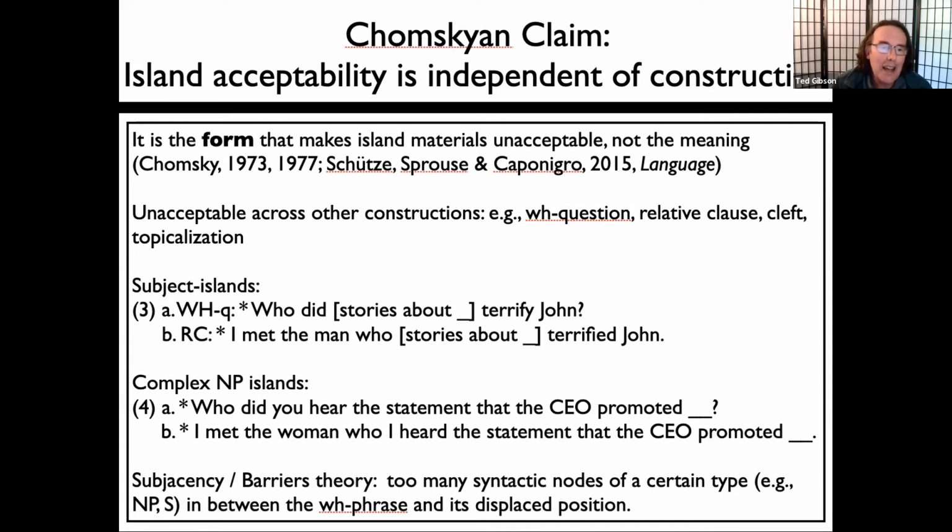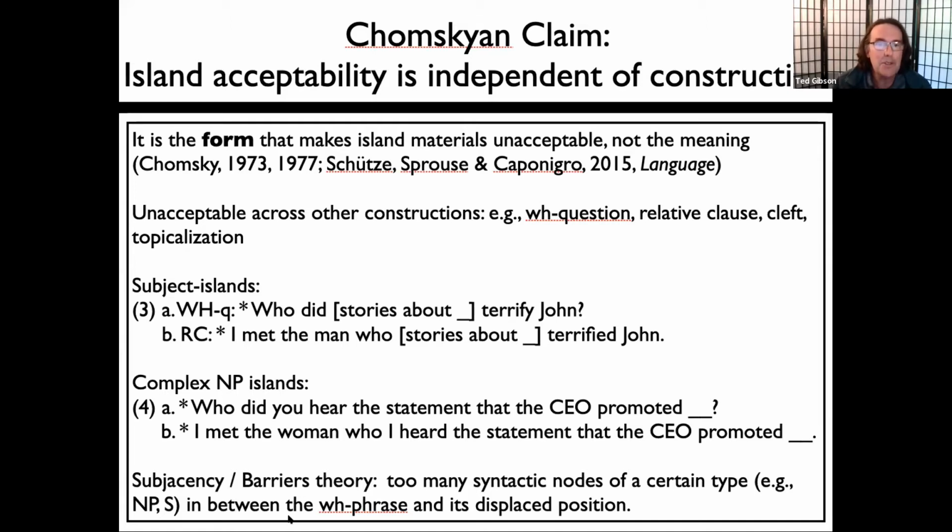And so this is an old account. I'm talking about two kinds of accounts here, subjacency and barriers. They're from the 1970s and 1980s. I talk about them because there's actually no recent account of one island in syntax that generalizes correctly to other island structures.